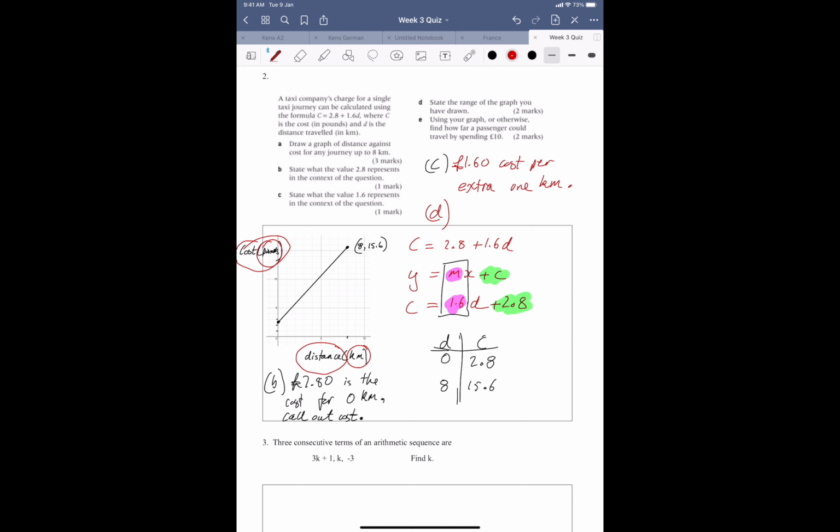D, state the range of the graph. All right, so the range is the y values. So basically you're looking at this value all the way up to this value, and we use the C and we use the inequality signs. We look at the lowest price, which is 2.8, and the highest, which is 15.6. And finally, E, use your graph or otherwise to find how far a passenger could travel by spending 10.